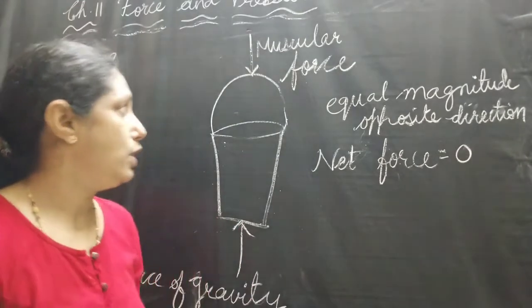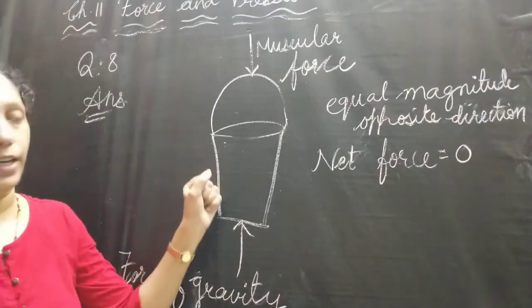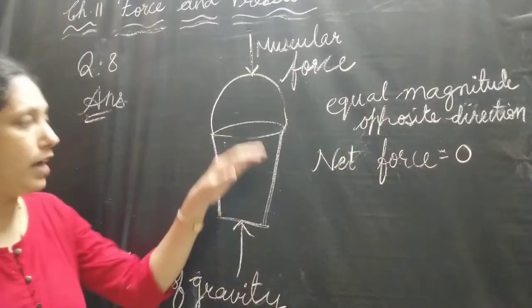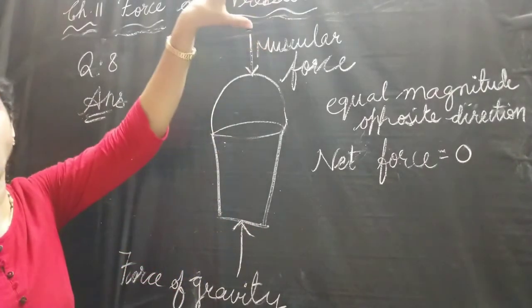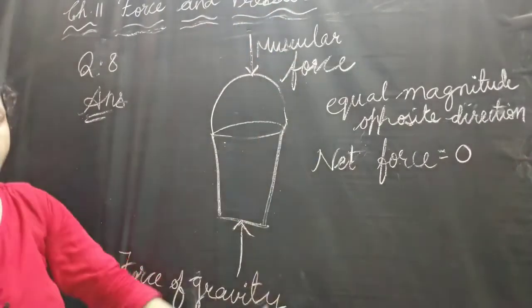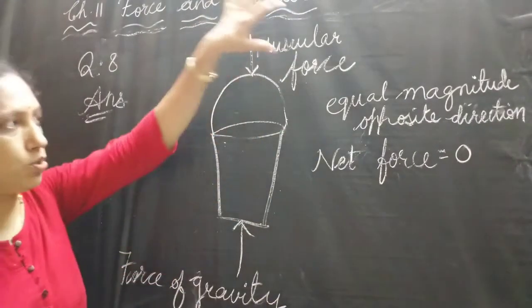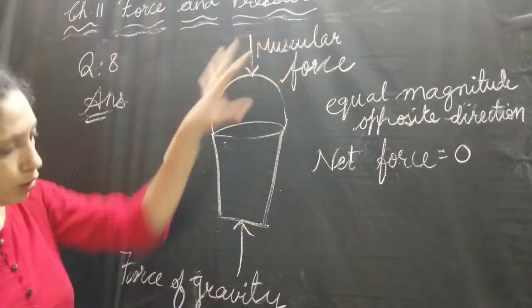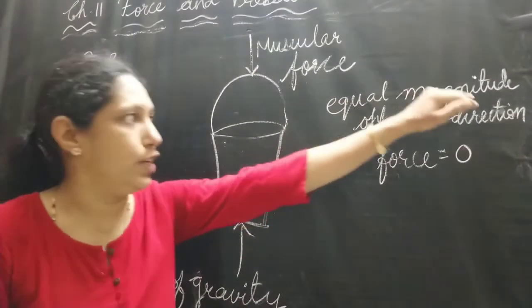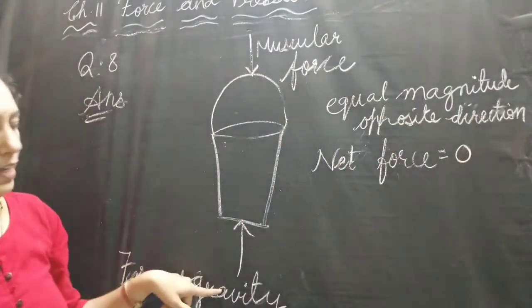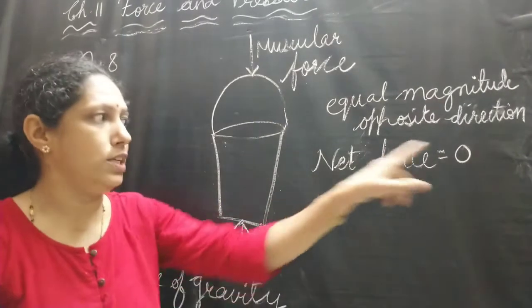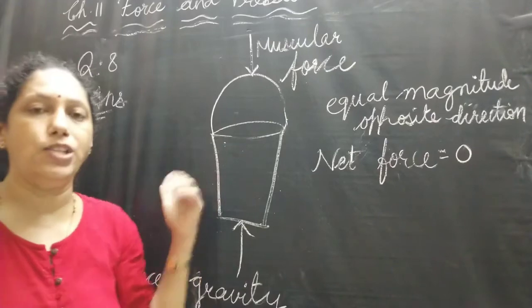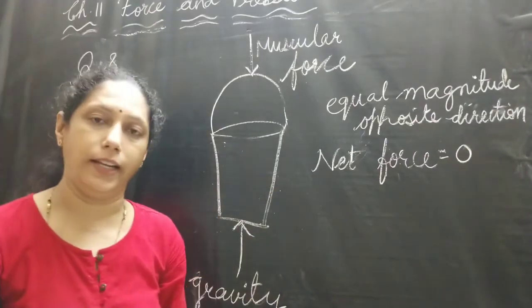Here in this case, when you are holding the bucket, you are pulling it against the force of gravity. And when you are pulling it, you are using the muscular force. So two forces are acting on the bucket. One is muscular force and the other is force of gravity. Both these forces are equal in magnitude and opposite in direction. That's why the net force is 0. And because of this, there is no change in the state of motion of the bucket.